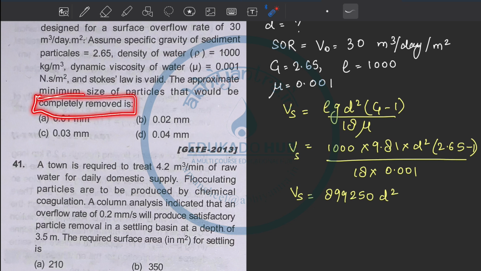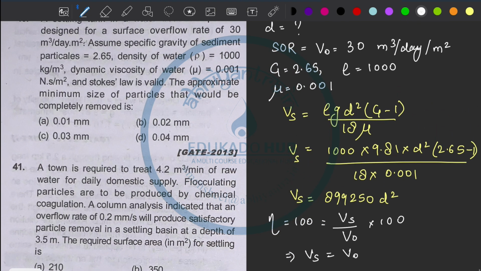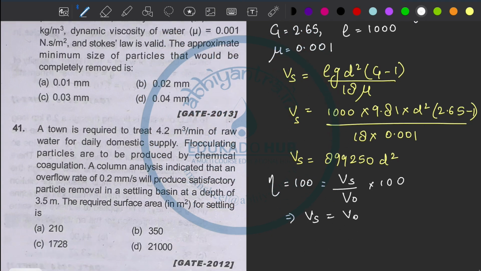Now they are saying the approximate minimum size of particle that would be completely removed. Completely removed means we know the efficiency will be 100%. So efficiency will be 100%, that will be equal to Vs upon V naught into 100. So this implies that the settling velocity will be equal to the surface overflow rate.